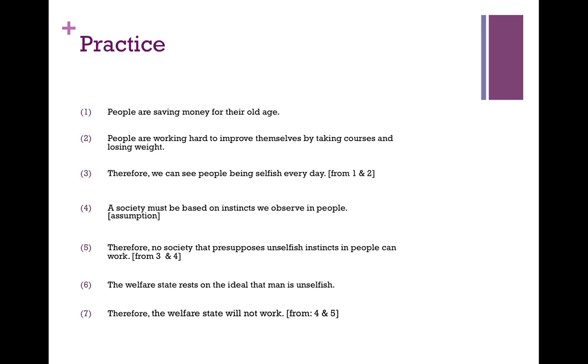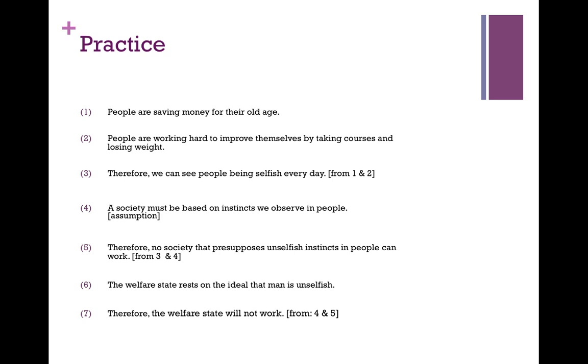So 1 and 2 are supposed to support 3, and the question we have to ask is, are 1 and 2 dependent or independent premises? And again, the way we answer this is we ask, people saving money for their old age, is that even partial evidence that people are selfish? Well, yeah, that is partial evidence. How about people working hard to improve themselves by taking courses? Is that partial evidence? Yeah, that is. So 1 and 2 are independent premises. And so what we're going to find is that 1 and 2 lead to 3 independently of one another.